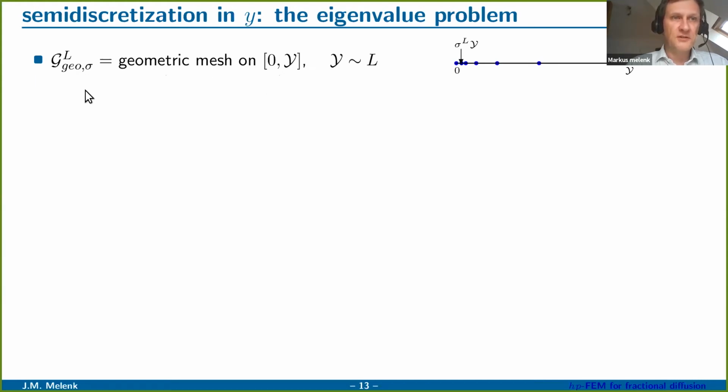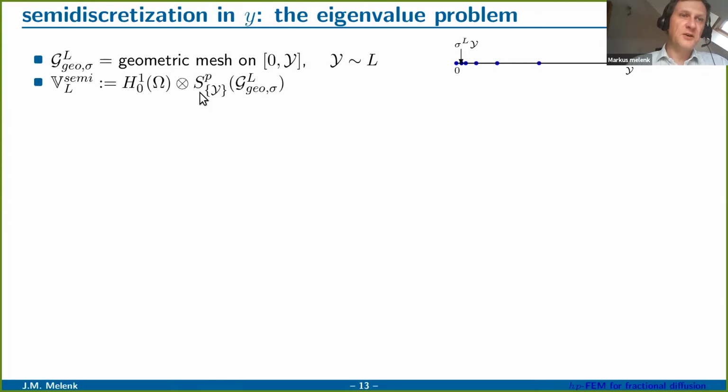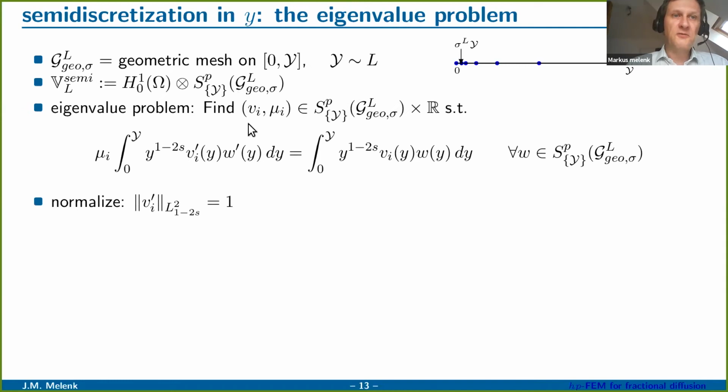I want to get my hands on the semi-discrete solution. So on this u_semi, I want to get my hands on it. For that, it is clever to actually find a good basis of this space S^{p,GL}. Okay, so for that we solve an eigenvalue problem. You'll see on the next slide why this is a clever choice. So we seek the v_i's and the eigenvalues mu_i's that solve this eigenvalue problem. So it's a 1D eigenvalue problem on the interval 0 to curly y. Okay, here you recognize, of course, the weight that comes with the extension problem. And we normalize things here.